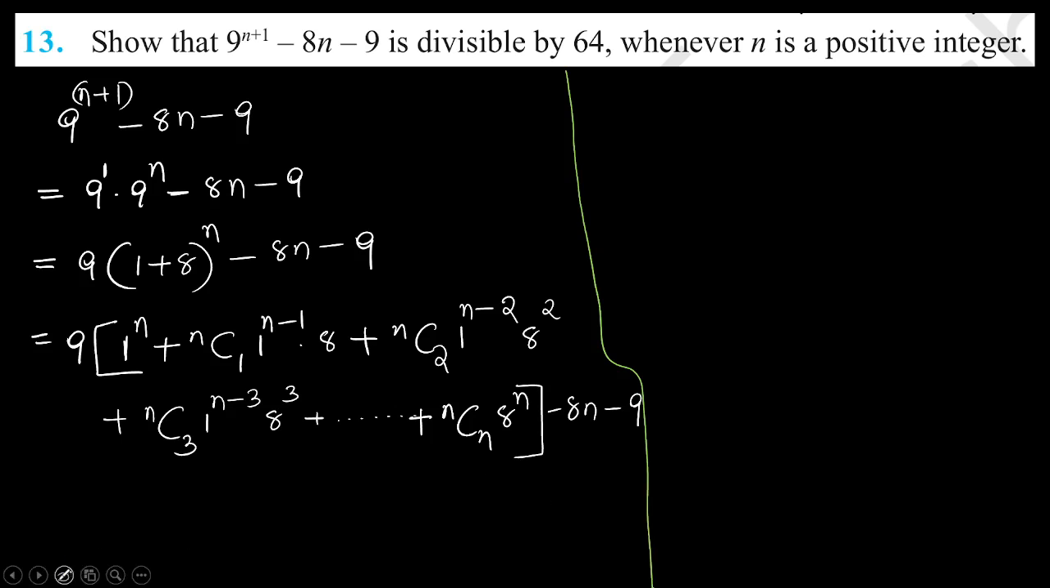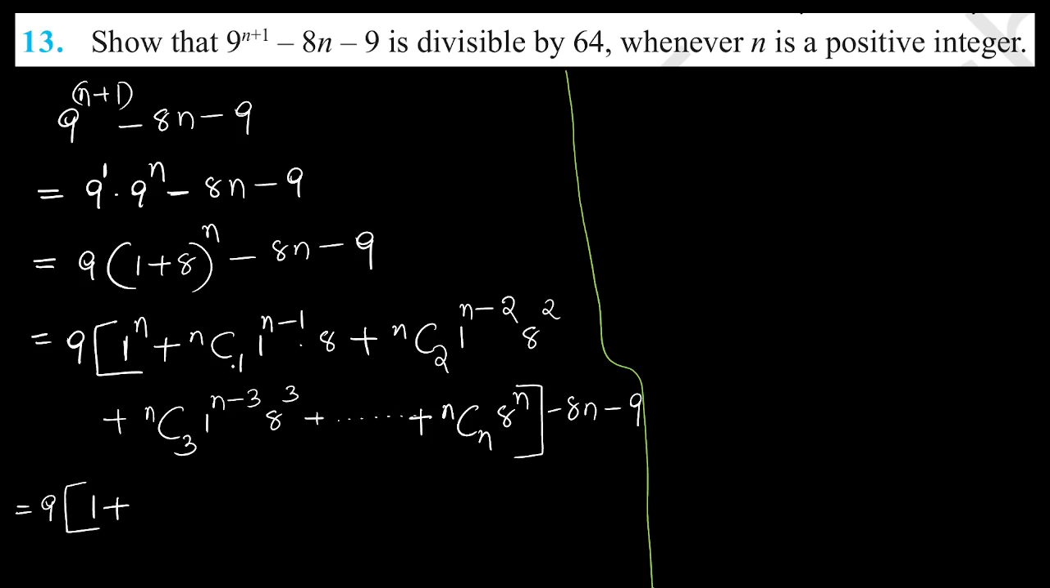One more step. So 9 into, let me write here, 1 raised to... you need not consider 1 raised to, because 1 raised to anything will always be 1, and 1 into any number is the same number. So here 1 raised to n is there. It is 1.